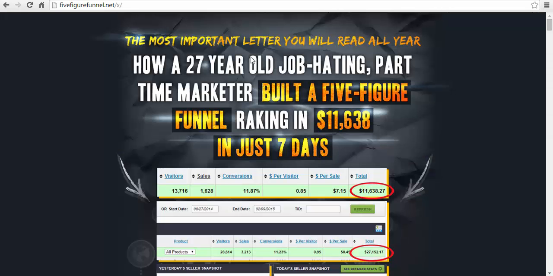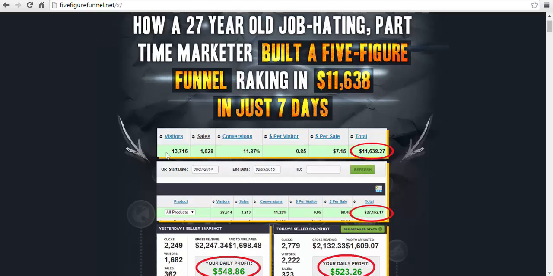So here's the sales letter. Here's my sales page, the exact one which you landed on and bought the front end product through. So you can see here's the headline looking nice and sharp right at the top of the page. As soon as someone lands on this, this is what they're going to see. The most important letter you will read all year, and then the headline. This is gripping you straight away. Directly beneath the headline, we've got proof.